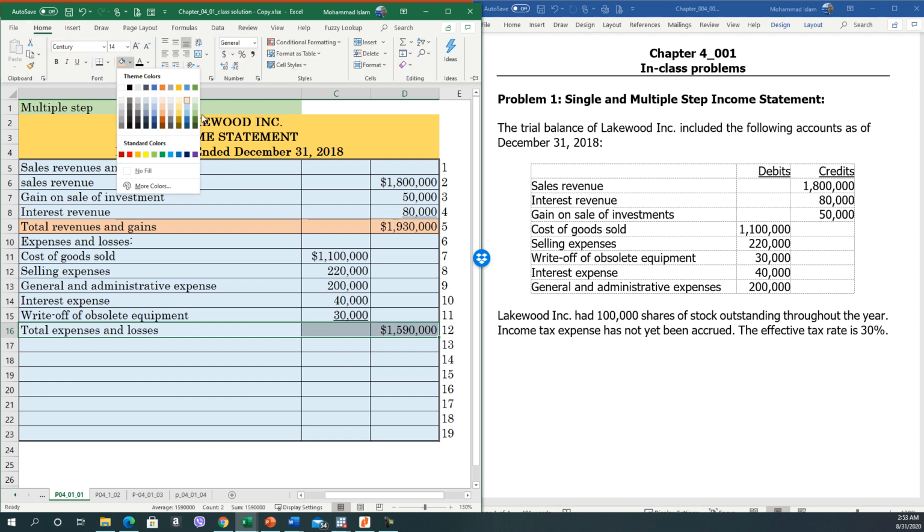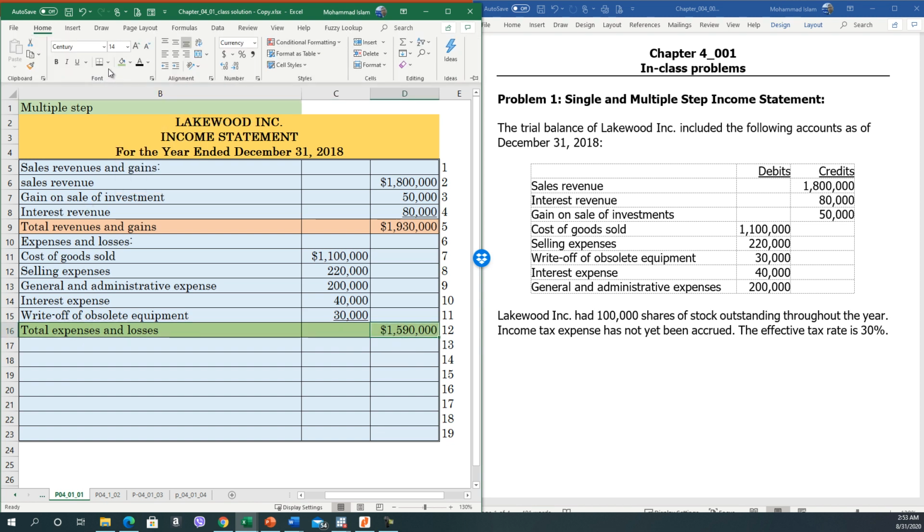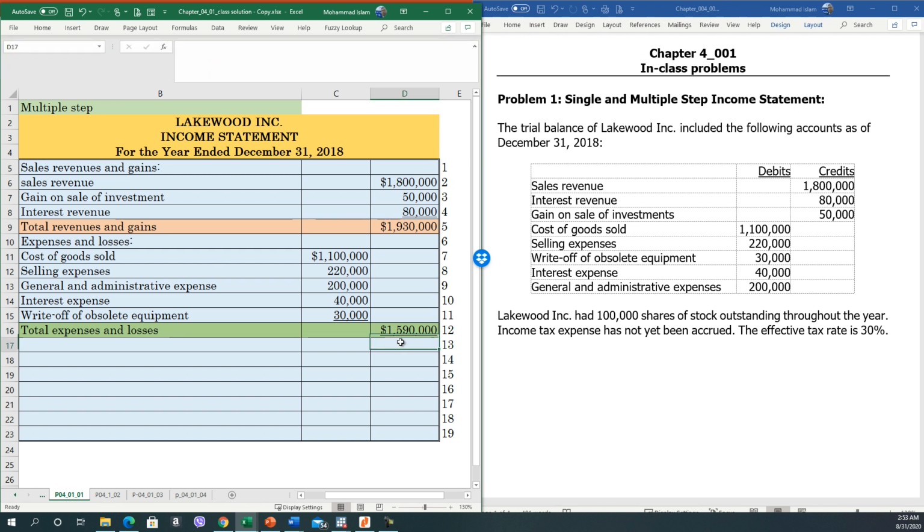So this is the total expenses. Let's subtract total expenses from revenue. That should be equal to revenues minus, oh sorry, this one is D16. So equal to D9 minus D16. This is our income before income taxes.